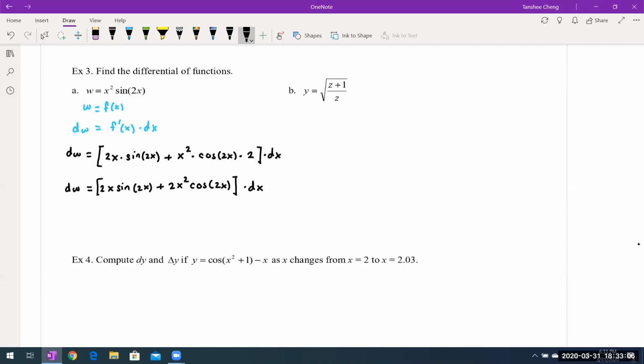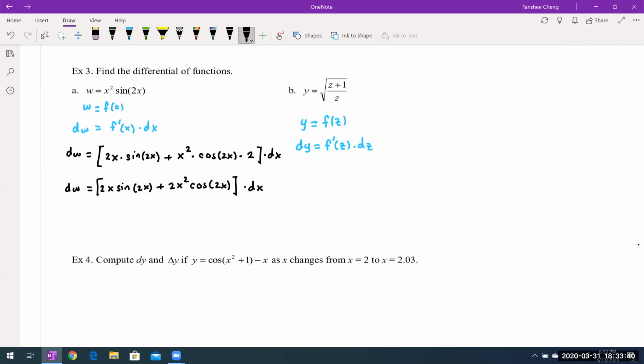So this is basically the differential of the function. For the second problem, we're going to be looking at y is equal to the square root of (z plus 1) over z. So I'm going to look at y as a function of z. So my differential dy will be equal to f prime of z times dz.